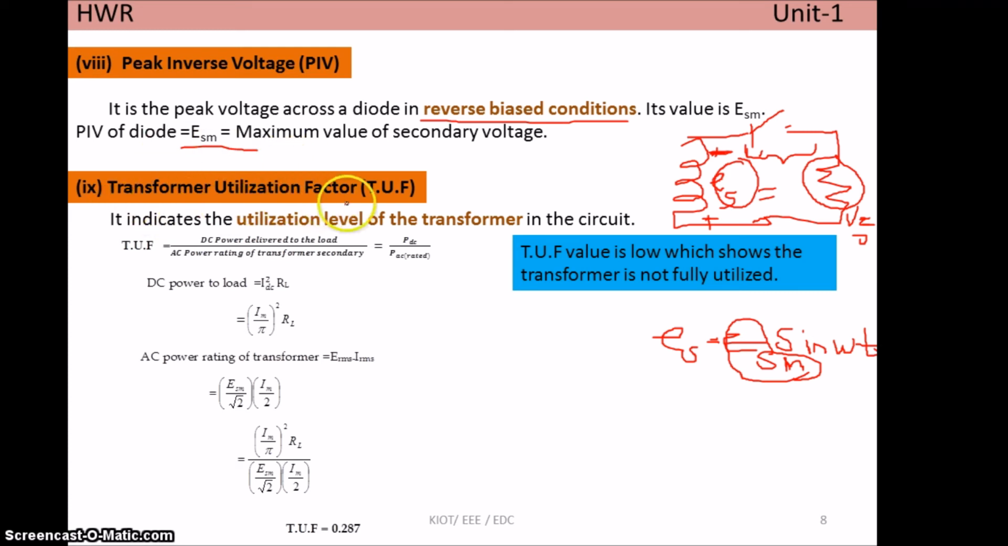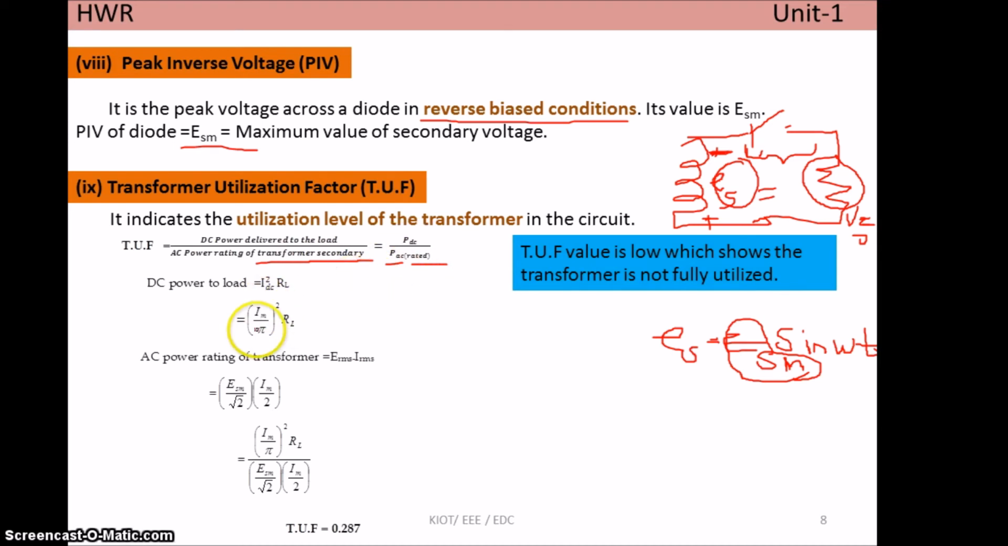And the next one is the transformer utilization factor. This indicates how effectively the transformer is used for converting AC input into DC output. The formula is the DC power delivered to the load divided by the AC power rating of the transformer secondary. The DC power delivered is PDC, and the AC power rating is PAC, but this is on the transformer secondary, whereas the PAC we calculated earlier was on the input side, the primary winding of the transformer. Here we have to consider the secondary winding AC power, so that is taken as the PAC rated value.